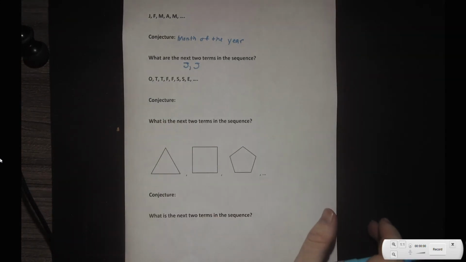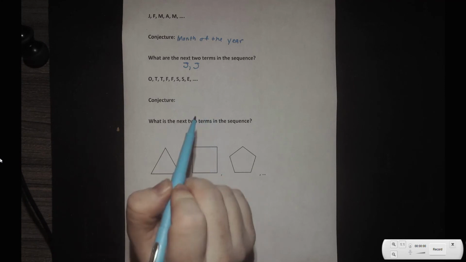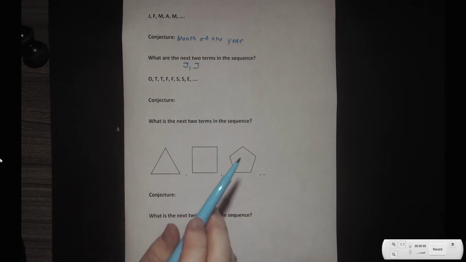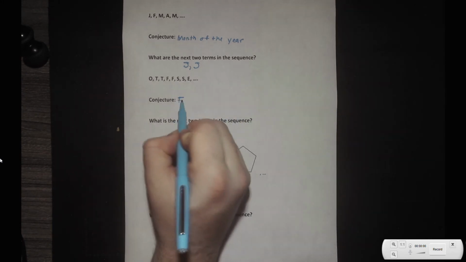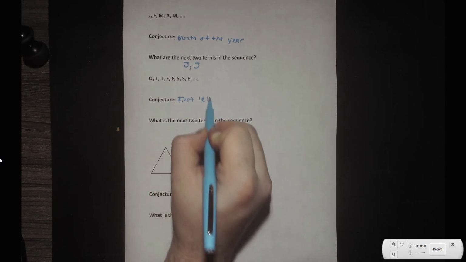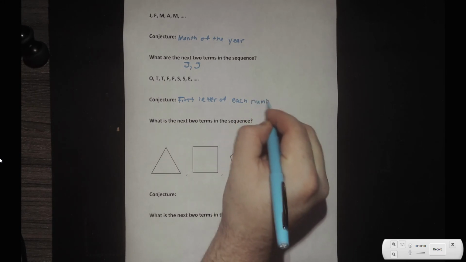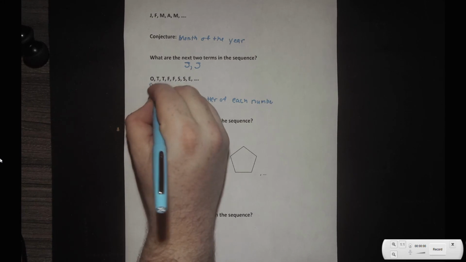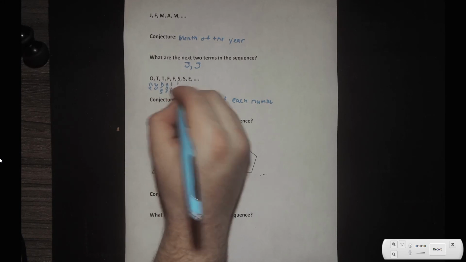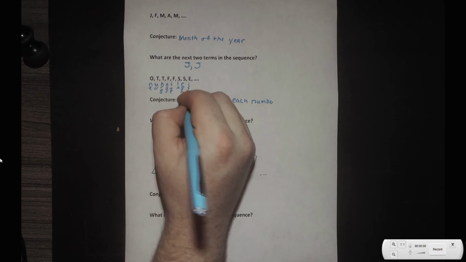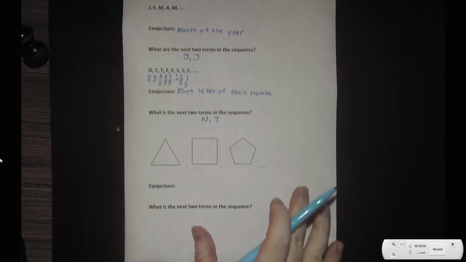Okay. And then my next verbal pattern is O T T F F S S E, and this one's actually kind of hard, although somehow most of my students found it. I'm pretty certain they just looked it up and Googled it. But it's supposed to be the first letters of each number. So 1, 2, 3, 4, 5, 6, 7, 8. So the next two letters will be N and T for 9 and 10.